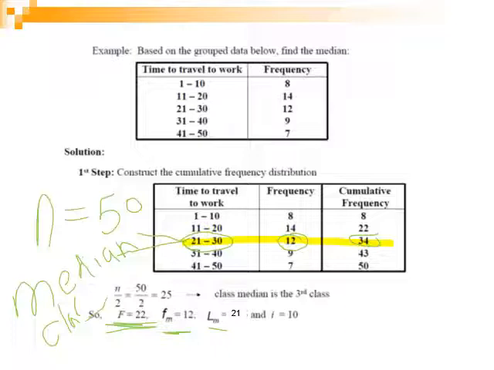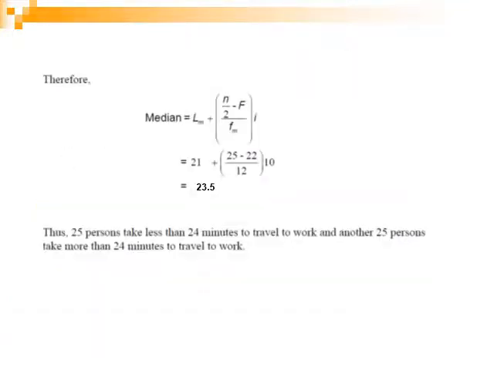That is, we have n equal to 50, which is the total number of frequencies or total sample size, and f equal to 22, which is the value before the median class, and fm equal to the frequency of the median class, and Lm equal to the lower limit of the median class, and i is the width of the interval. Substituting in the rule, we find 25 minus 22, over 12, multiplied by 10, and the value is added to 21, equal to 23.5, which is the median in this case.